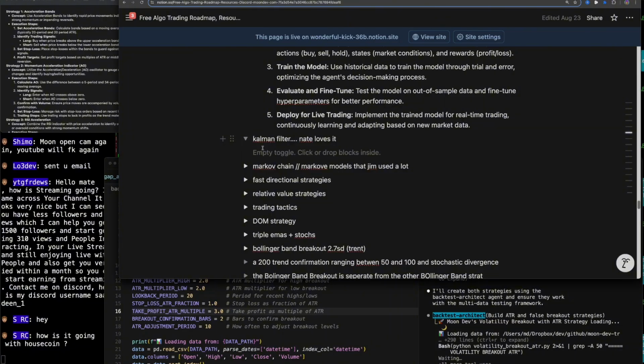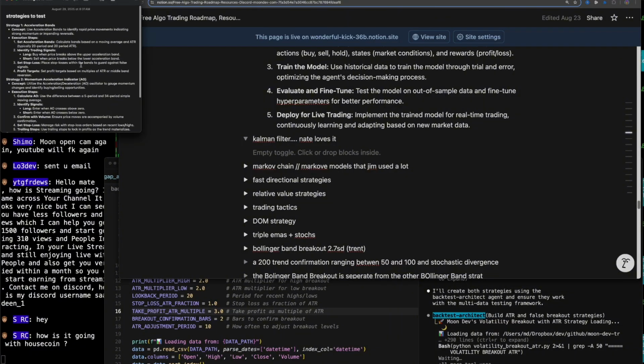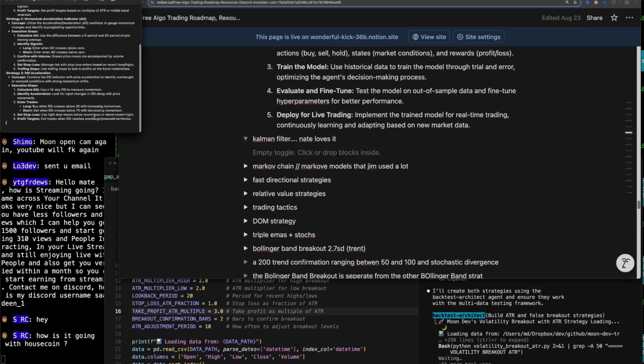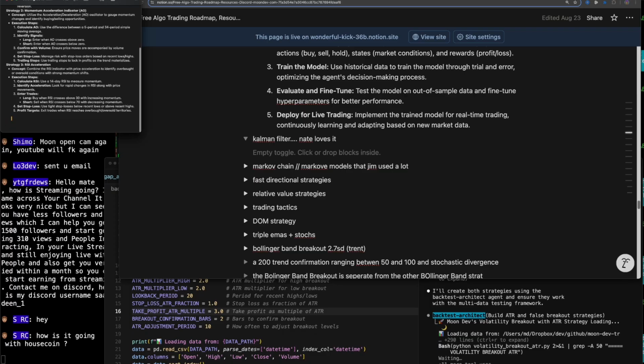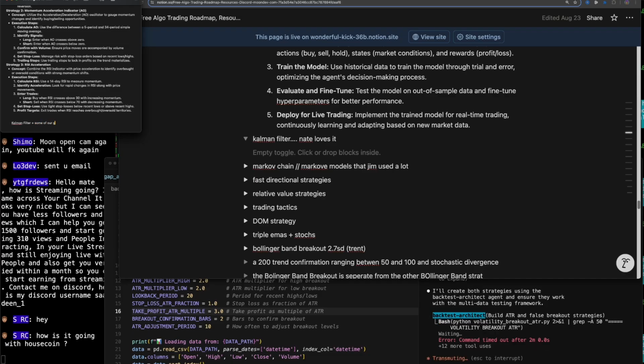Genetic algorithms. Machine learning based optimization. Kalman filter. Okay, Nate loves this. So I want to test a bunch on the Kalman filter. So let's go ahead and talk about that. Kalman filter plus some of our good indicators.